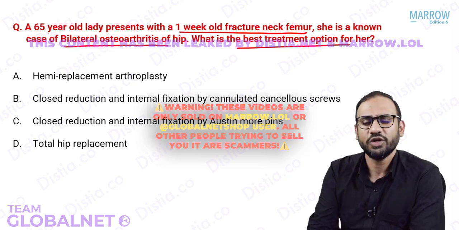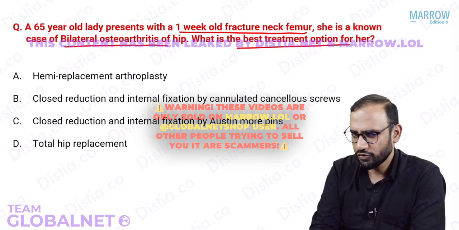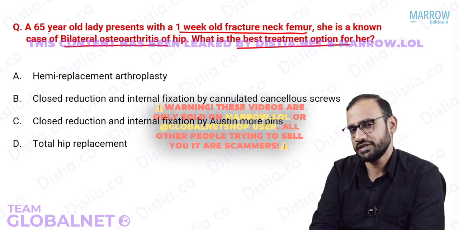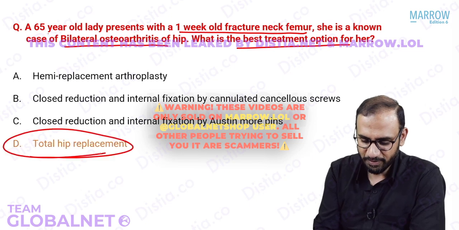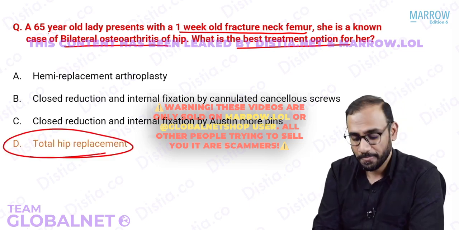What is the best treatment now? Without doing the options, 65, so you have to go for replacement. Since osteoarthritis is already there, better go for total hip replacement. So the answer is total hip replacement. I'm not even reading the other options.